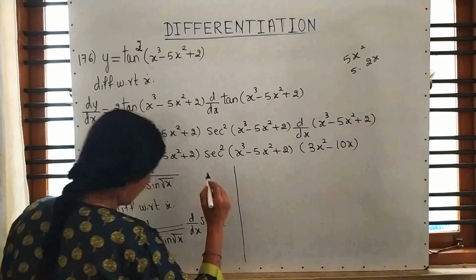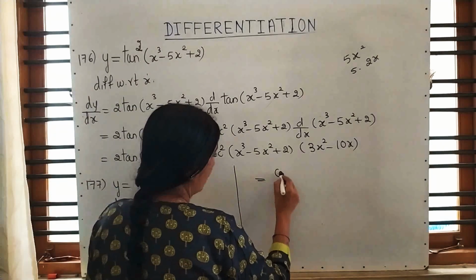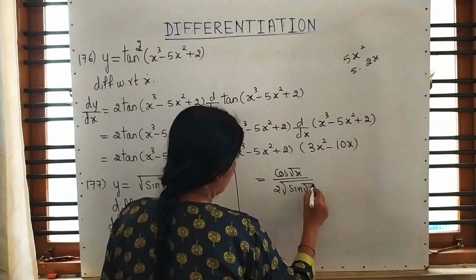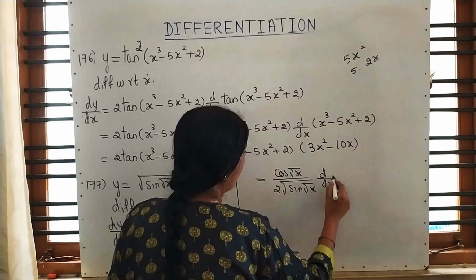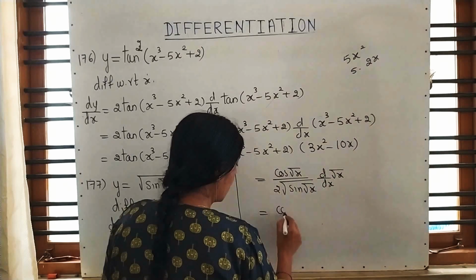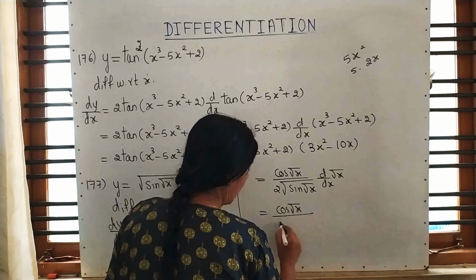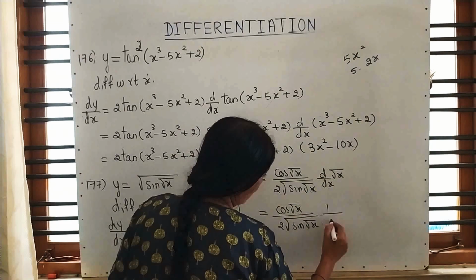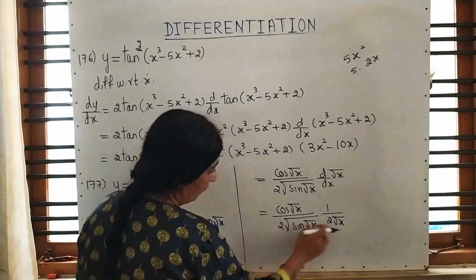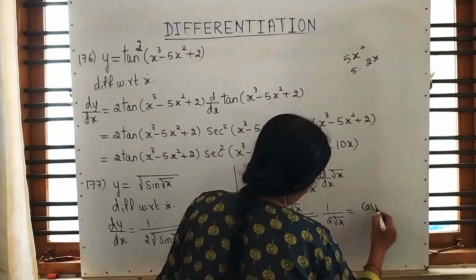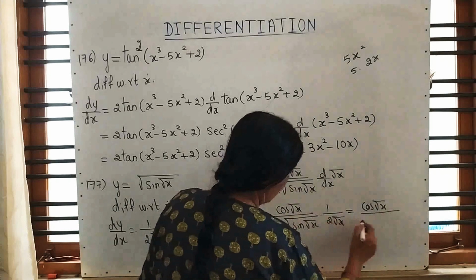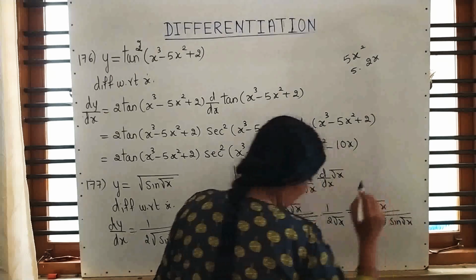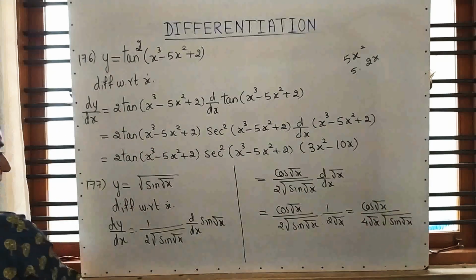Yes, what is the differentiation of sine root x? Cos root x upon 2 root sine root x as it is, then angle, differentiation of root x. So this is cos root x upon 2 root sine root x into differentiation of root x is 1 by 2 root x. If you want, you can write one more step. Cos root x, this and this multiply, 4 root x root of sine root x. Is it simple or what? Yes, it is very simple.